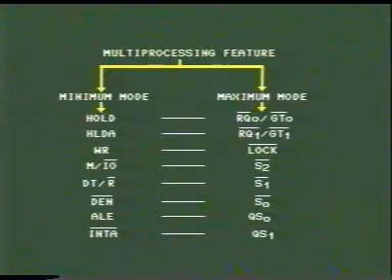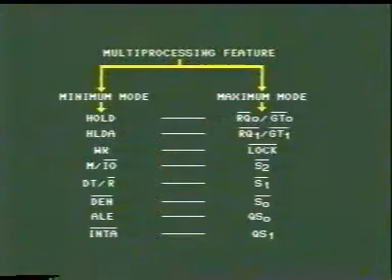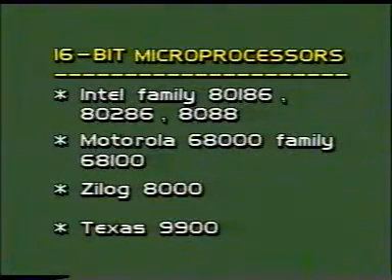The coprocessor wakes up and starts executing the instruction meant for it. It also deactivates the test bar pin of the host with the help of the busy pin. Whether the coprocessor has finished the instruction execution is sensed by the host through the test pin with the help of the wait instruction. Some examples of other 16-bit microprocessors are shown here.